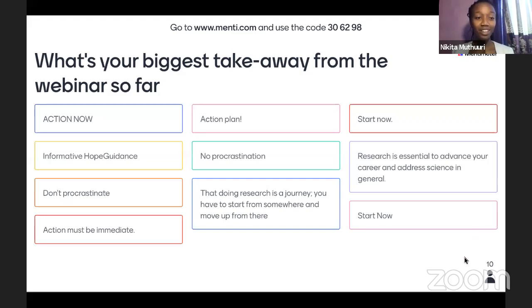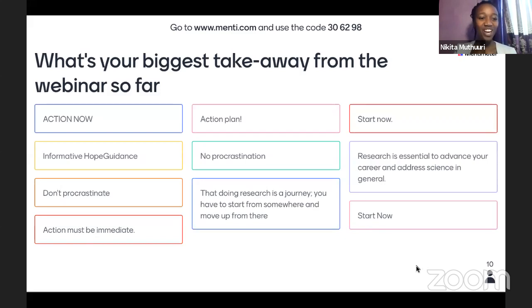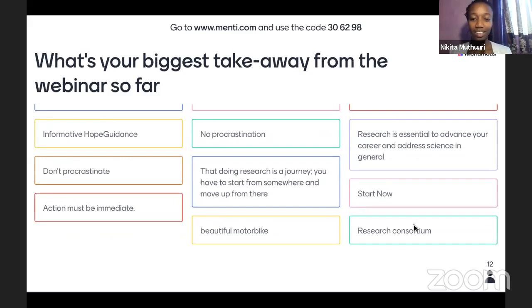I can see someone has typed in all caps, action now. That's true. For me, that's the biggest takeaway. Action plan, start now. Someone else says informative session. It's given them hope. There's guidance available for those who seek it out. Someone again points out that we should stop procrastinating. That's true. Research is essential to advance in your career and address science in general. More non-procrastination points.